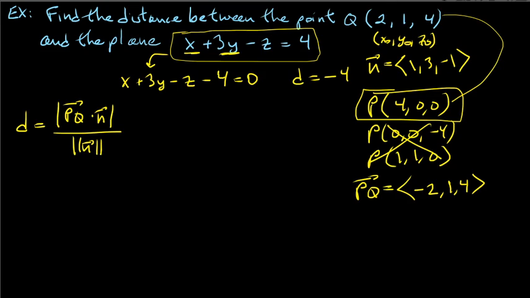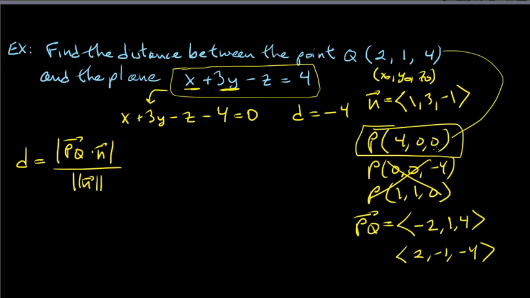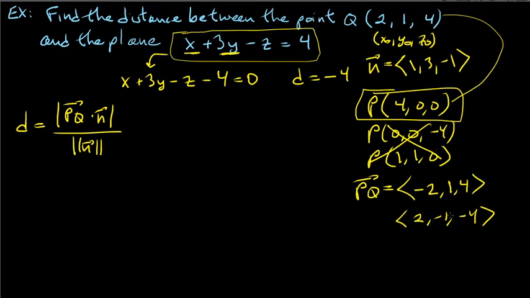And by the way, if you did Q to P, if you did 4 minus 2, 0 minus 1, 0 minus 4, you'll get the opposite components. And then that'll still be a normal. I think that'll still work. I erased the picture, but that should still work.